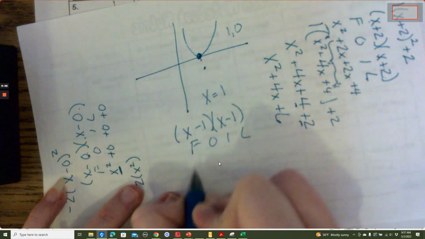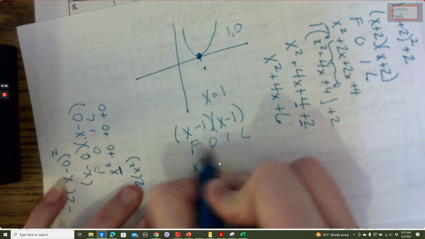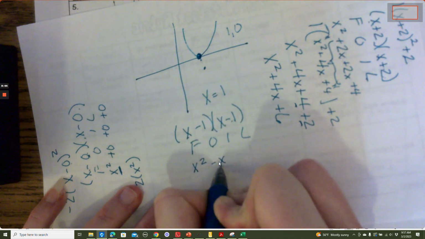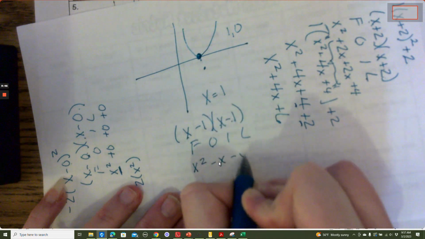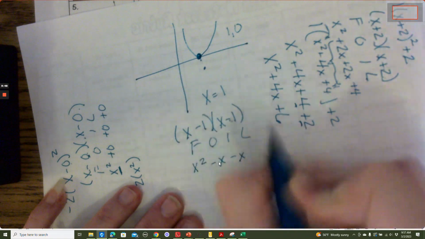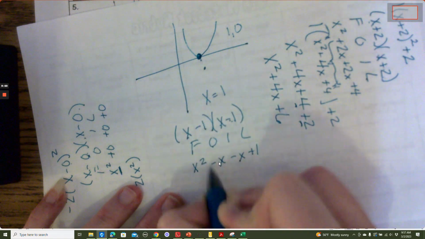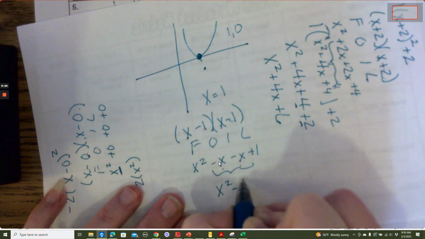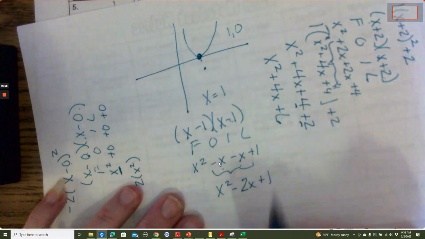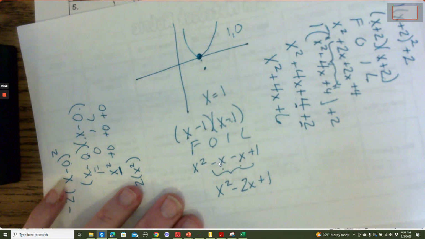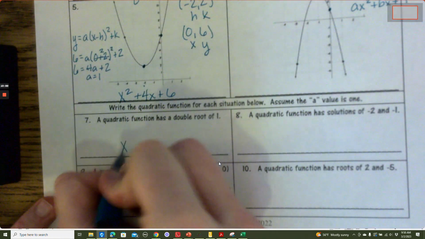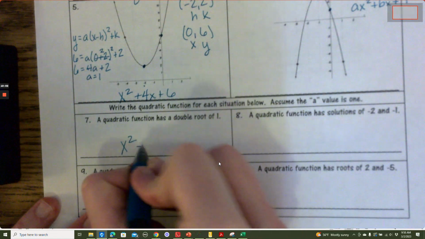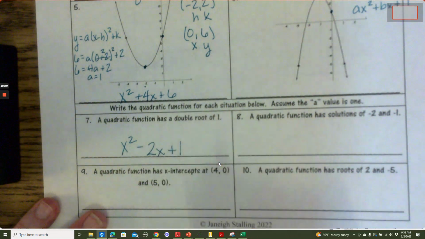So x times x is x squared. x times negative 1 is negative x. Negative 1 times x is negative x. Negative 1 times negative 1 is a positive 1. Combine like terms. Negative x and a negative x makes a negative 2x. So x squared minus 2x plus 1.